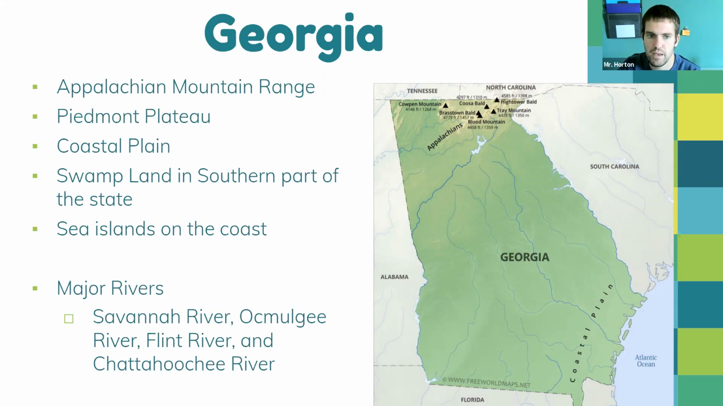And then it's also part of the Piedmont Plateau, the coastal plain, the swampland, and there's a lot of swampland in the southern part of the state. And there's some sea islands along the coast. And then it also has a few major rivers, the Savannah River, the Flint River, and the Chattahoochee River. So that's the state of Georgia. Keeping Georgia on your mind.